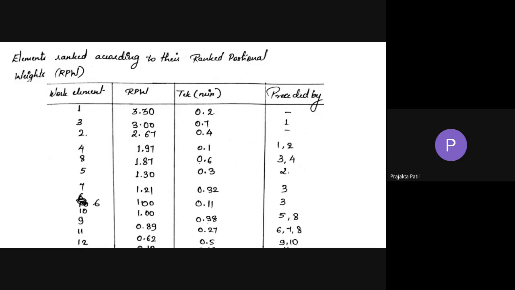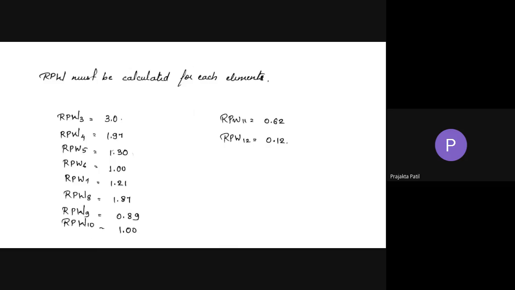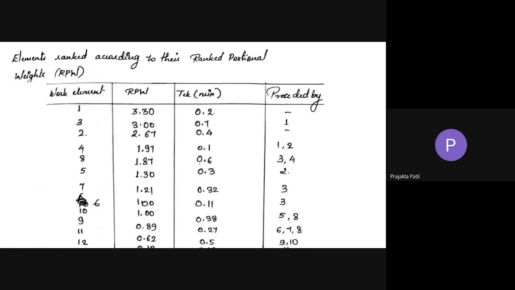And how do we arrange them? We already have all the RPW values from 1 to 12. Considering all these RPW values, you are going to arrange them in descending order. And corresponding TK values, precedence values, all of those should be correspondingly arranged. So if you can see here, the RPW value for the first work element is 3.3. So this is all arranged in descending order, if you can see. So arrange the RPW values in descending order and put the respective work element TK value and preceded-by values along with it. So this is the next step.